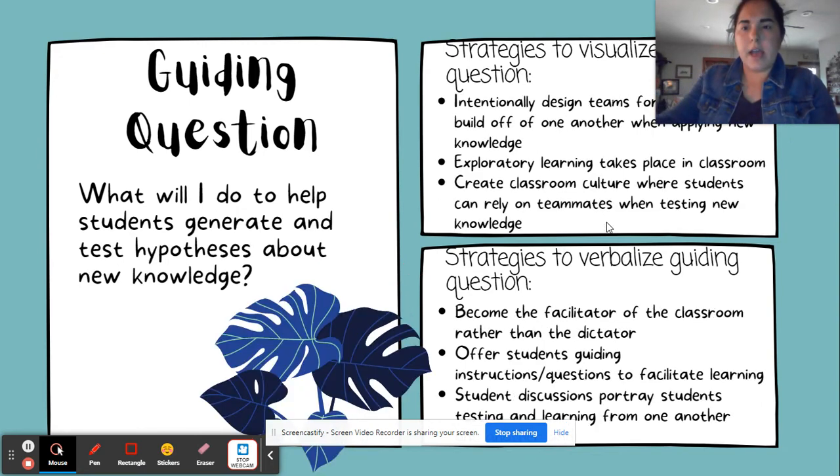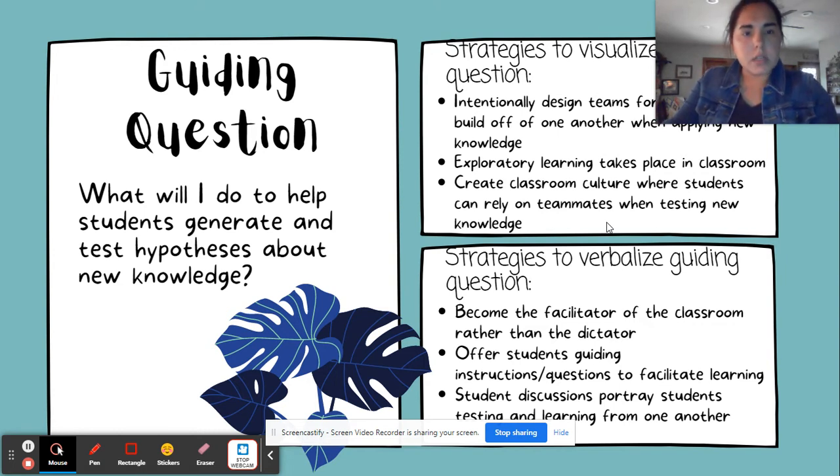And then our last guiding question is, what will I do to help students generate and test hypotheses about new knowledge? This is really about pushing students' understandings of new information rather than just being like, okay, you got it. You really want to ensure students understand the new knowledge. This can be done through teacher centered or student centered or project based learning.